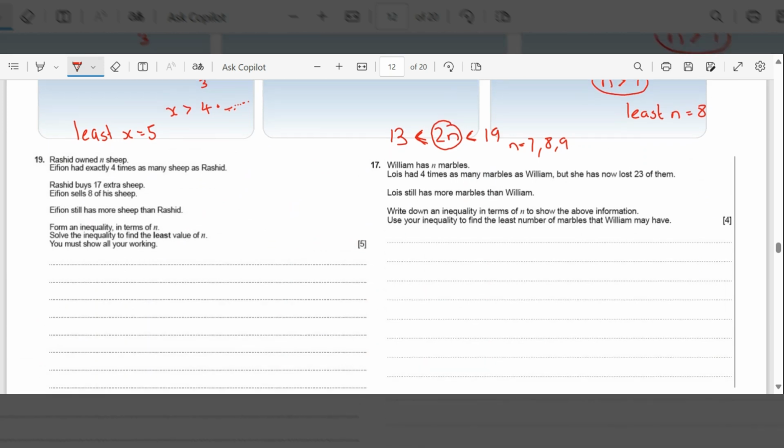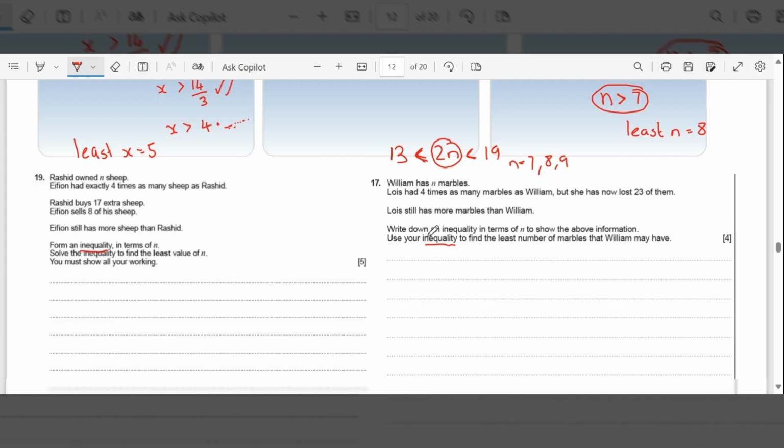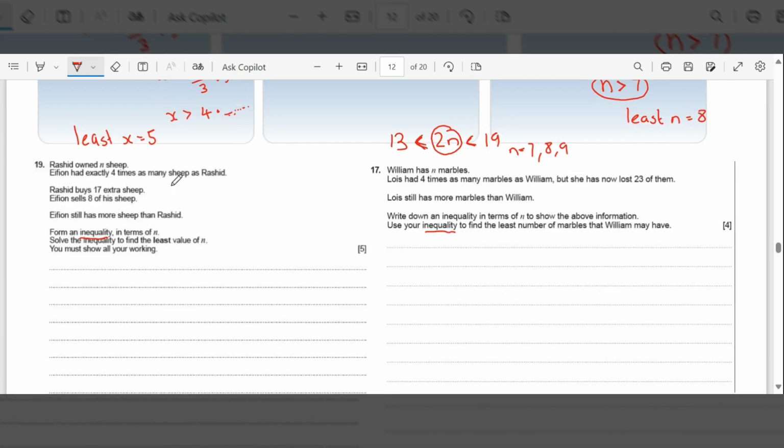Have I got time to do one of these? Yeah, maybe just, okay? So with these, you can see inequality. Look for the word inequality. This is an inequality question. Inequalities are these things, right? That's the type of question. But here, we've got to form it, right? Rashid and Ivian.